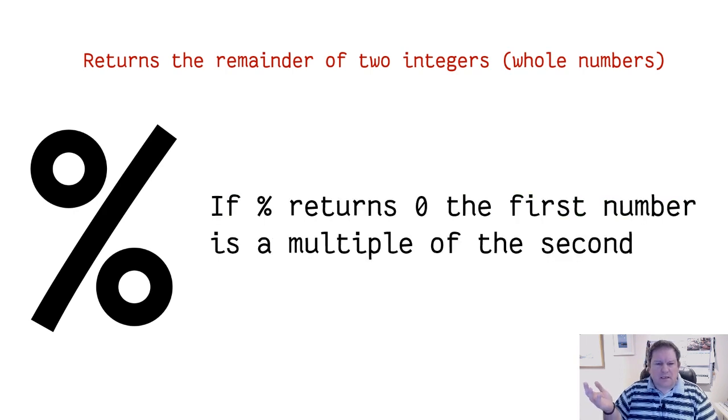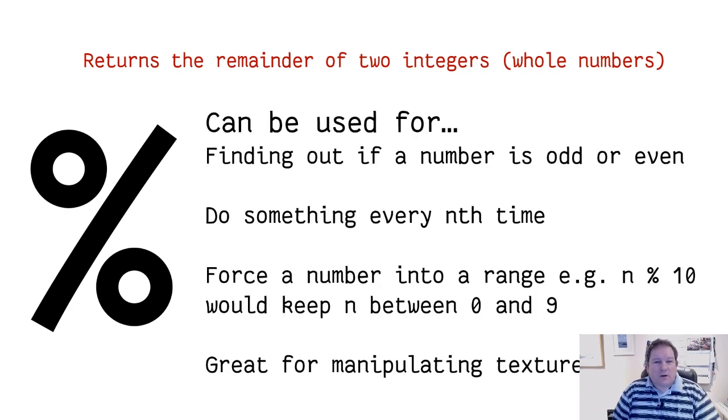So what is all this good for? One of the big things is that if the modulo returns 0, the first number is a multiple of the second, which is handy if you want to determine if it's an even number, for example. So if you do number mod 2, if it's a 0, then it's an even number. If it's a 1, then it's an odd number. So what can we use modulo for? There's an example there: finding out if a number is odd or even. Like I said, if you get a 0, then it's an even number. If it's a 1, then it's an odd number.